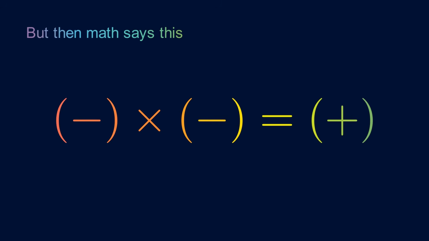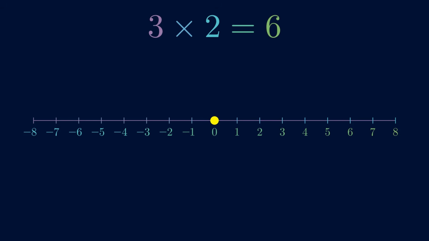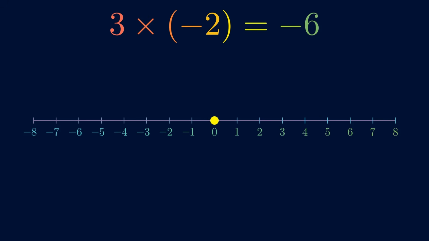Wait, what? How does multiplying two negatives somehow create a positive? That feels illegal. It feels like saying two mistakes cancel each other into success. Like taking two wrong turns and somehow ending up exactly where you wanted to go. Like walking backward twice and magically moving forward. That shouldn't work. And yet every calculator agrees, every textbook, every mathematician agrees. Somehow these strange little rules survive every test we throw at them.